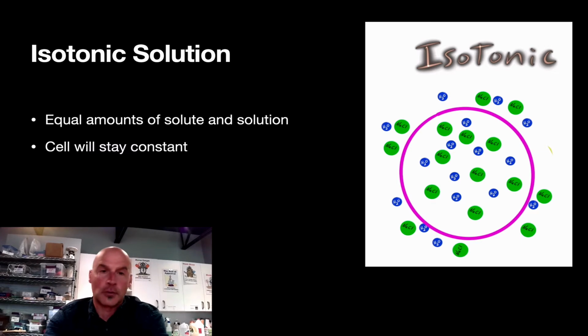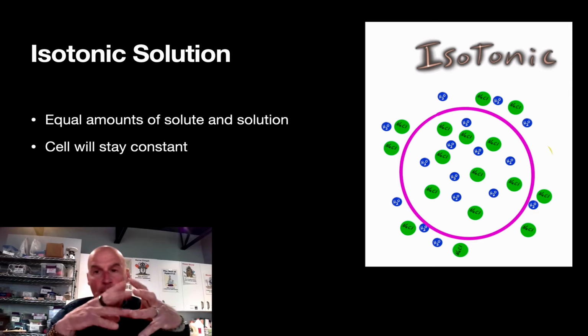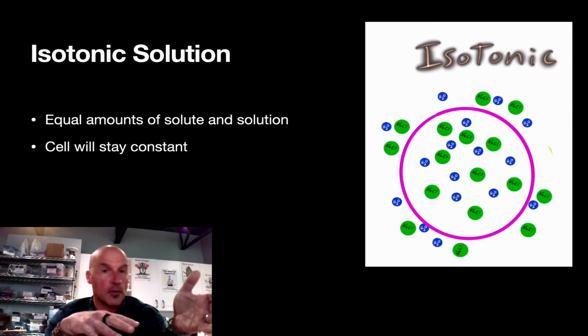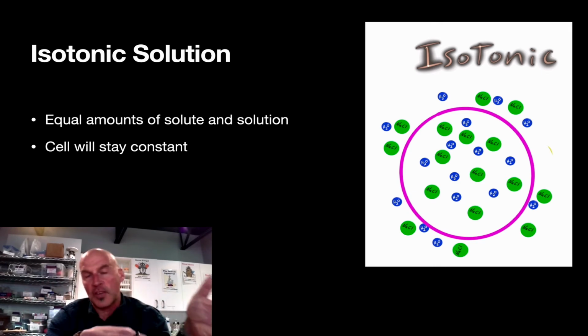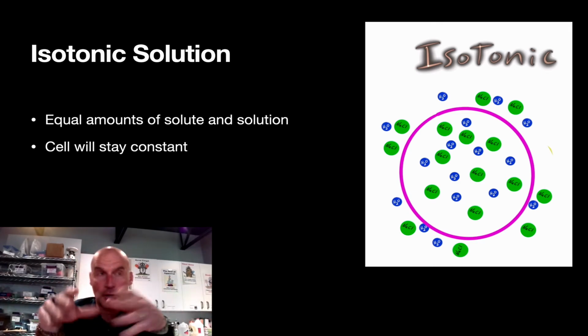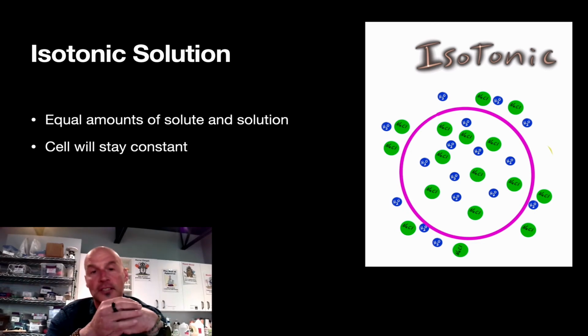Lastly, isotonic solution. An isotonic solution is when you have equal amounts of solute and solution. So the cell is going to stay constant. It's not going to change shape. But again, remember, it's not like there's nothing moving in, nothing moving out. There is going to be salt moving in and water moving out and vice versa. But there's just an equal amount going in and going out. So the cell overall is going to stay constant.